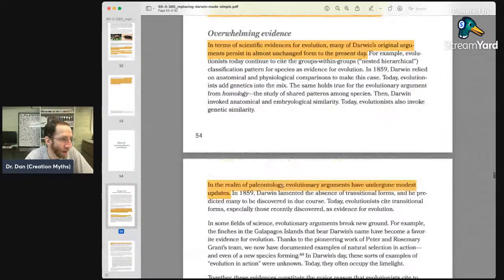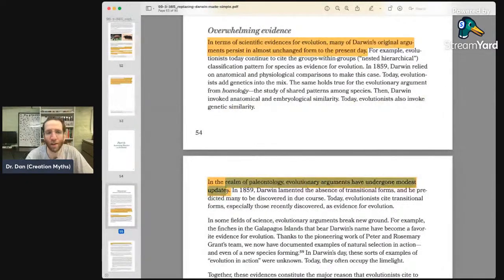In the realm of paleontology, evolutionary arguments have gone modest updates. That's BS. We've gotten way more fossils. Very famously, Darwin said we don't have enough fossils to really support what I'm doing right now. Now we do. For example, just look at hominids. Look at all the different groups of members of the Australopiths or genus Homo that are extinct. And we see there's disagreement over who belongs in which genus and exactly what the species delineations are. None of that stuff matters.